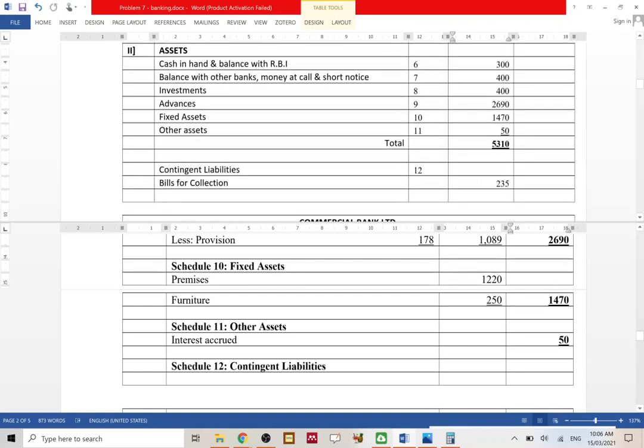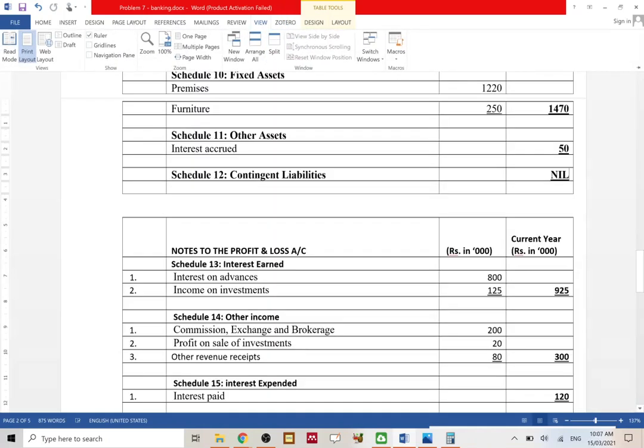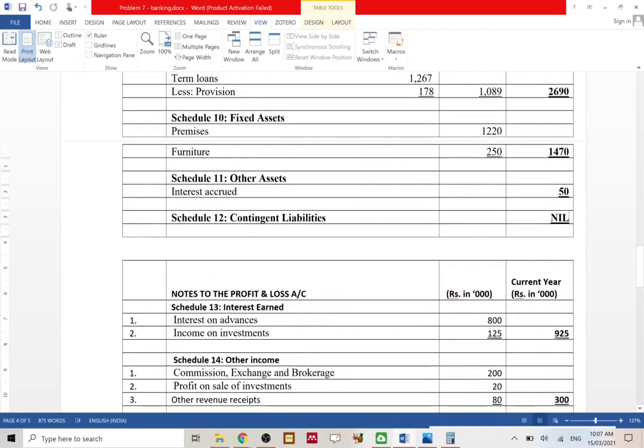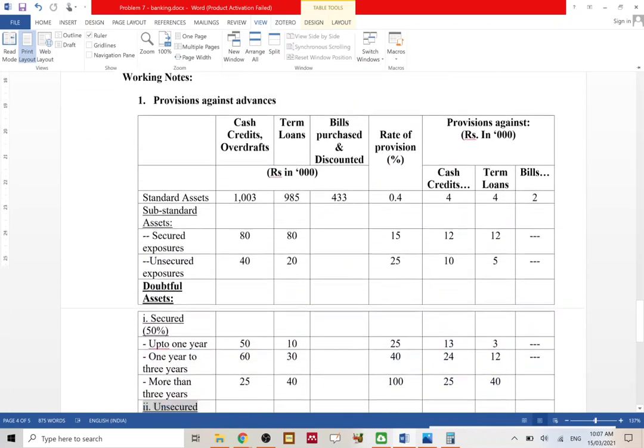Okay, so schedule 12, you don't have any contingent liabilities in this problem, nothing given. So here also you can just say nil. Okay, so that was the seventh problem with the P&L and the balance sheet complete in all effects, okay, along with all the working notes given to you.